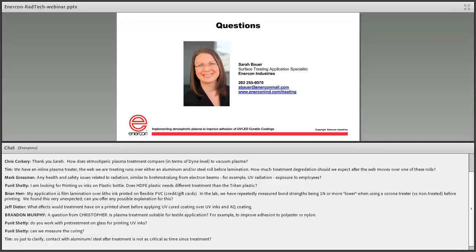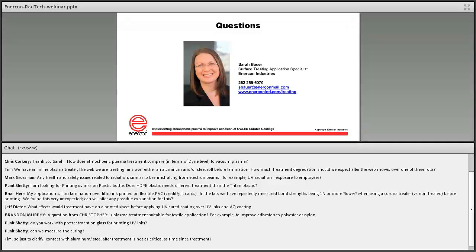Let's see here. Is plasma treatment suitable for textile applications, for example to improve adhesion to polyester or nylon? Yes, absolutely. Textile applications are a key thing that we work with on our web treating side of things. If you are trying to coat it, it is a little more of a challenge to measure what we call surface energy, because typically textiles are absorbent. Not in all cases, but yes, you could treat inline, and we've done it everywhere from just the thread or the yarn all the way up to an already woven material. We have quite a whole team here with quite a bit of experience working with those kinds of materials, so let me know.